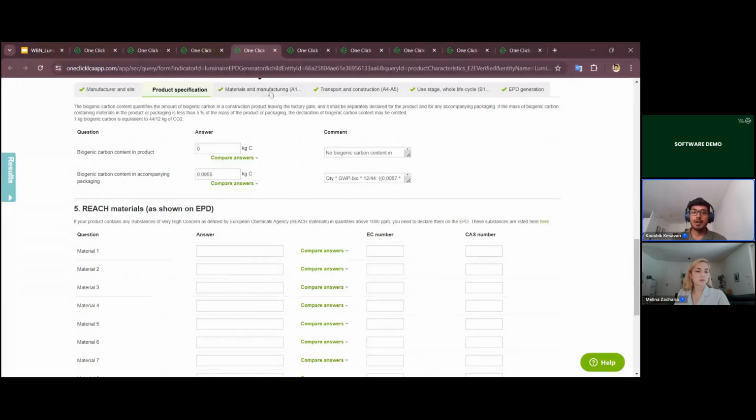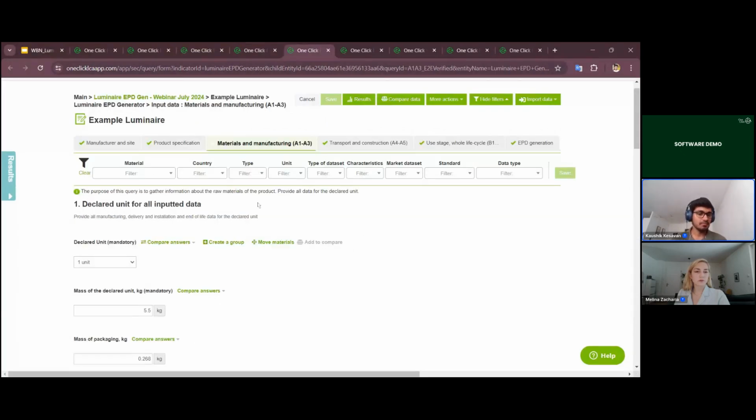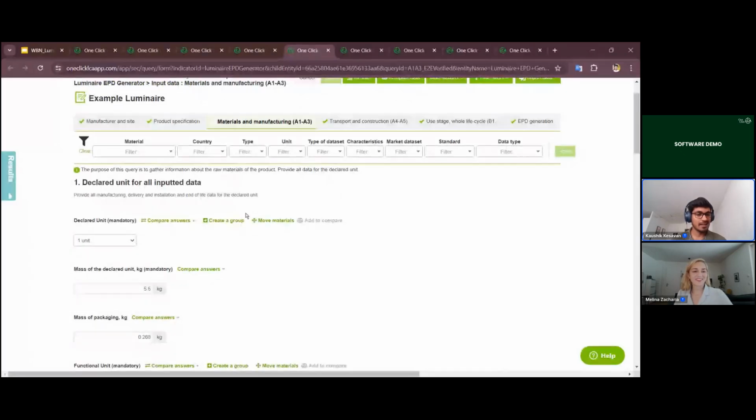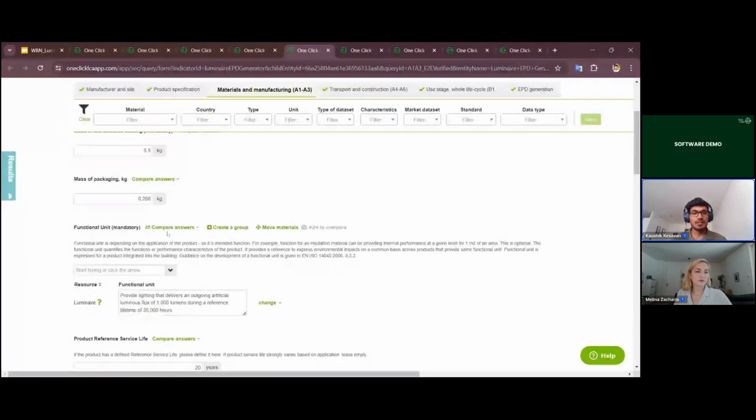Then moving on to the next part, materials and manufacturing. Now this is where the magic happens and all the fun. So let's look at this part. So declared unit. It's often one unit because that's what we are looking at when we say a luminaire. We're not looking at 1 kilogram of a luminaire. That's just confusing. So 1 unit it is. Mass of the declared unit.